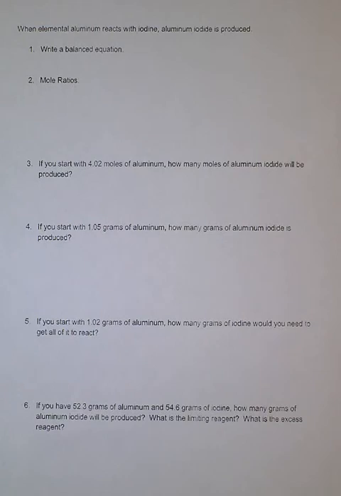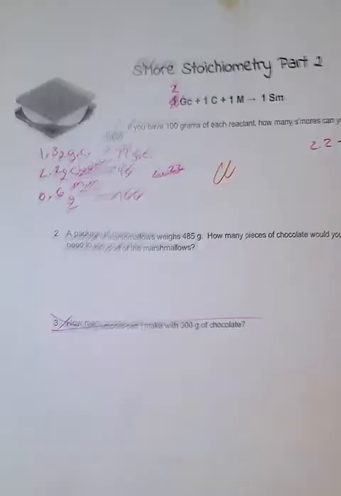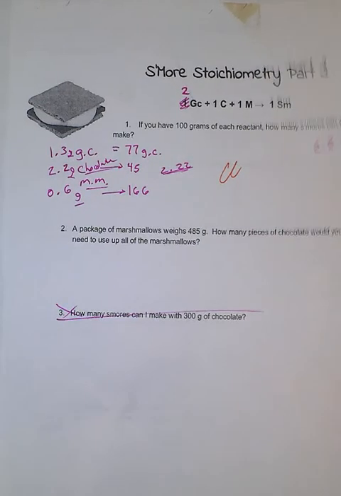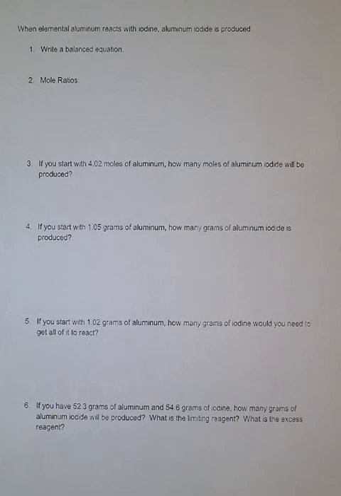All right, so this is on the back of S'mores Part 2. So it looks like this. We did the first 3 problems last time. Okay? And we're going to look at this equation. We have when elemental aluminum reacts with iodine, aluminum iodide is produced. Okay? So we're going to go step by step and write out our equation.